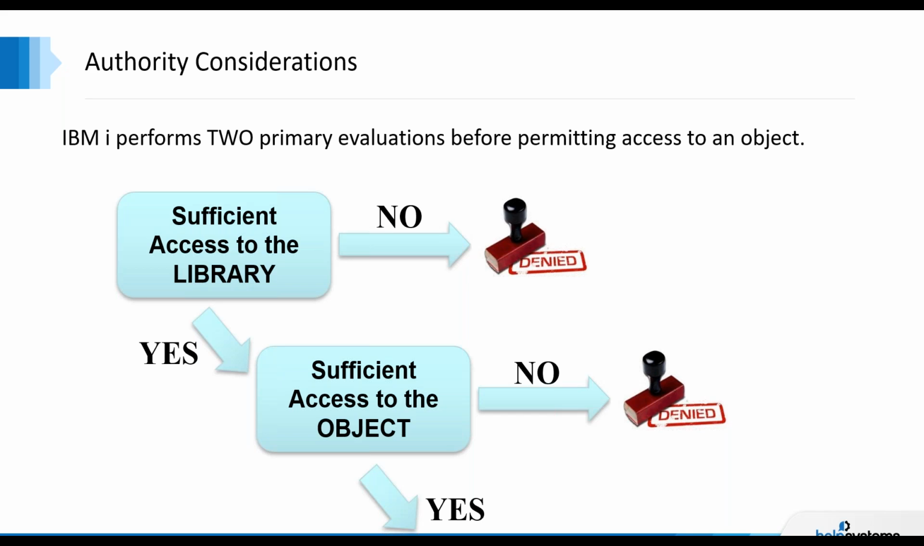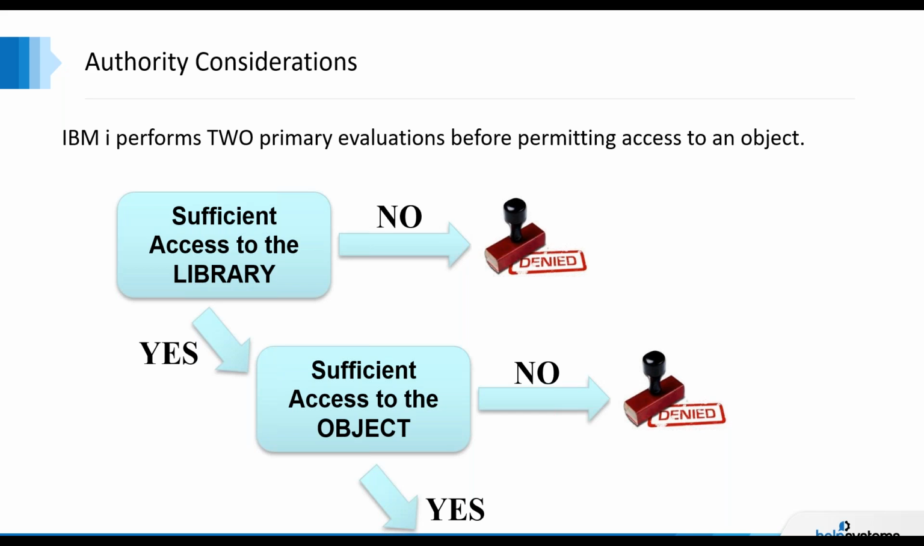Why is this important? Well, if you count up the number of objects on your system, and you compare it to the number of libraries on your system, you will quickly discover that the number of libraries is very minimal. So if we are struggling with the amount of work that we feel object level security perhaps entails, by securing at the library level initially, we're able to reduce the amount of work to something that often is quite manageable.